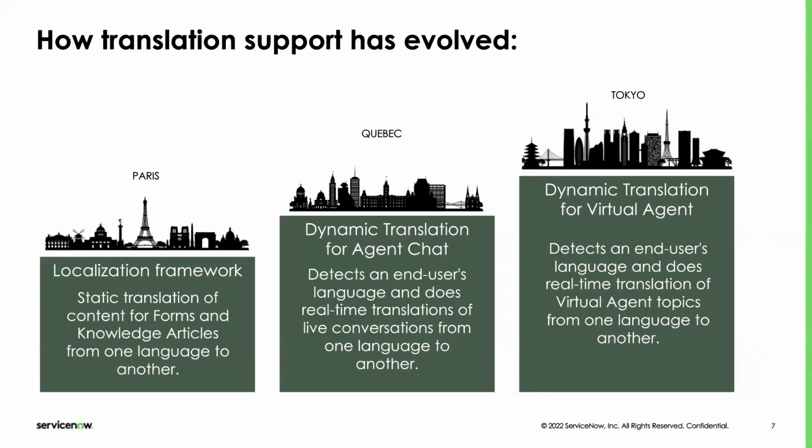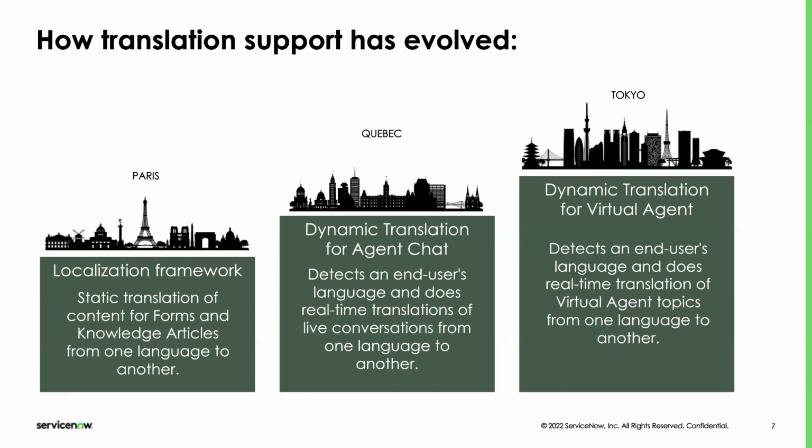So how did we get here? It was an evolution from Paris through Tokyo. In Paris, we delivered the localization framework, basically static translation of forms and knowledge articles from one language to another. With Quebec, we released dynamic translation for agent chat. That detects an end user's language and does real-time translations for that live conversation to the agent's language, so that both the end user and the agent will understand each other in their preferred languages.